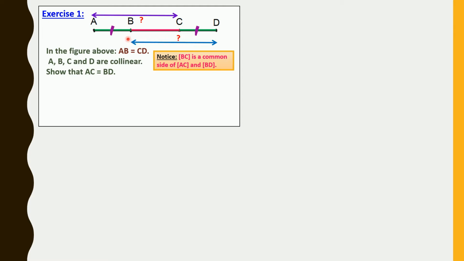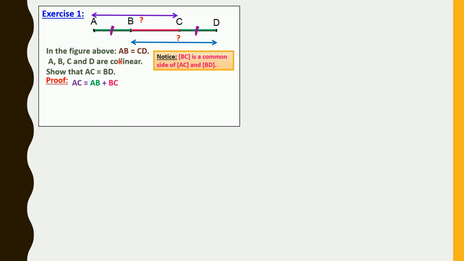We can also claim, since these 4 points are collinear, the fact that segment AC is the sum of AB plus BC, this green segment plus this pink segment BC. Also, segment BD equals segment BC plus CD. It's the sum of these two segments. So let's write first these two equations.